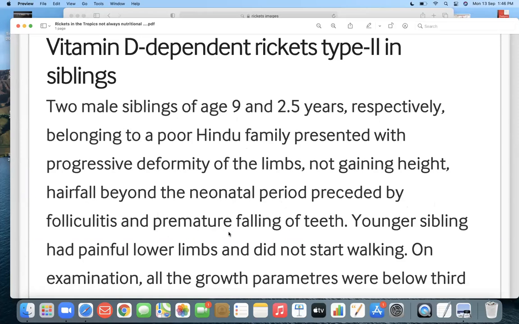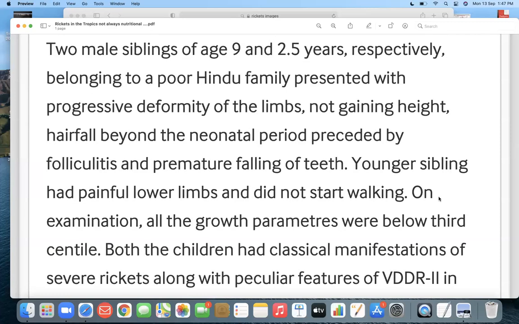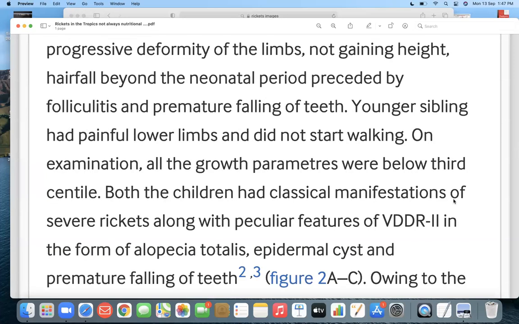This was their presentation. The younger sibling had painful lower limbs and did not start walking. He's 2.5 years, still he did not start walking. On examination, all growth parameters were below the 3rd centile. Both children had classical manifestations of severe rickets along with peculiar features of VDDR2 in the form of alopecia totalis, epidermal cyst, and premature falling of teeth.